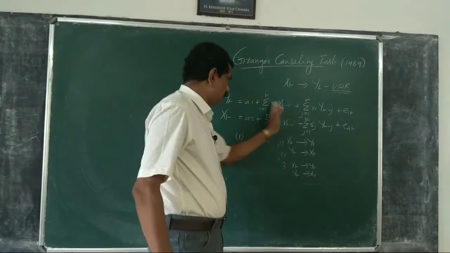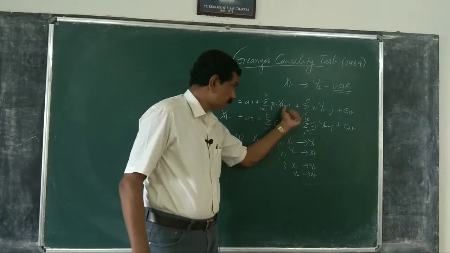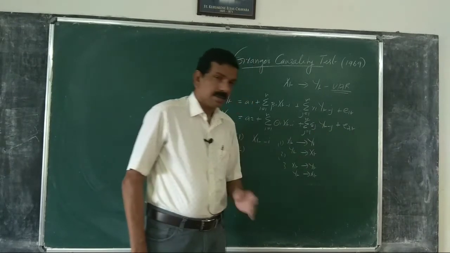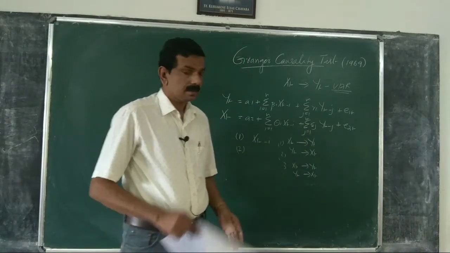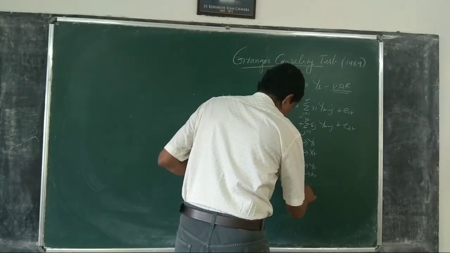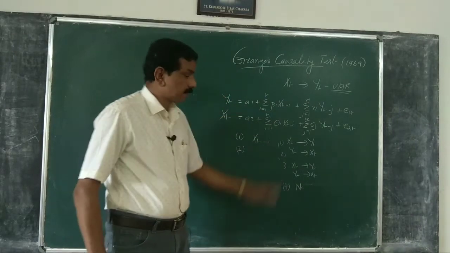Then lagged values of xt are not statistically different from 0 as a group in the first equation, and lagged values of yt are not statistically different from 0 in the second equation. Then there is no causality. These are the 4 possible cases.